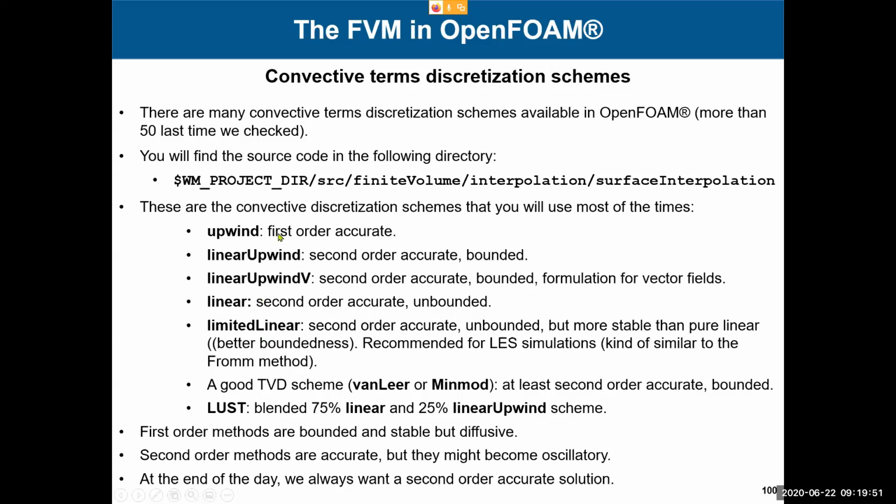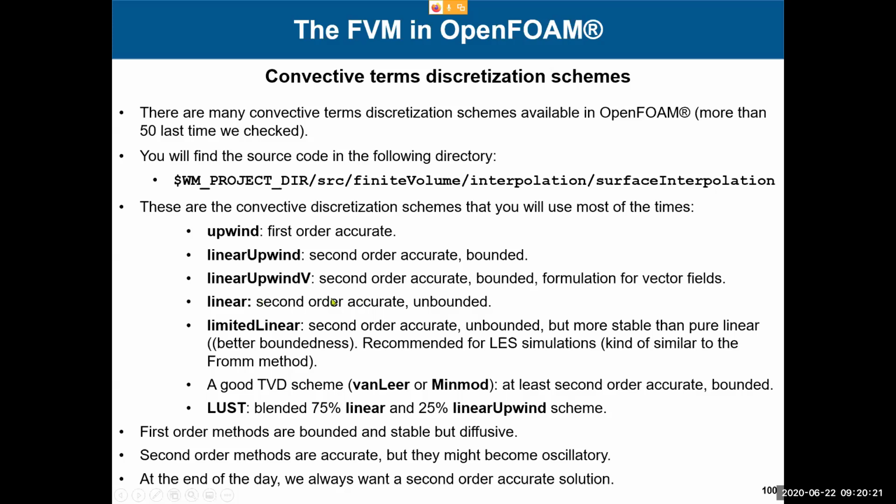Here, basically, you will need upwind. We know that upwind will always give you a solution. So you can use it to get initial solutions or to stabilize your solution. Linear upwind, second order accurate, bounded. Honestly, most of the time, this is what you will use, okay? Very accurate, very good. And there is a variation called V, which is specially formulated for vectors, okay? So it is more accurate, but tends to be a little bit more oscillatory, okay? But this is one you can play around with, just for vector fields.